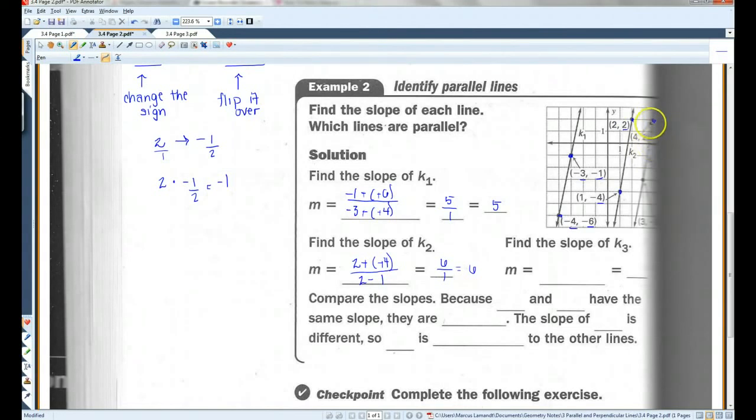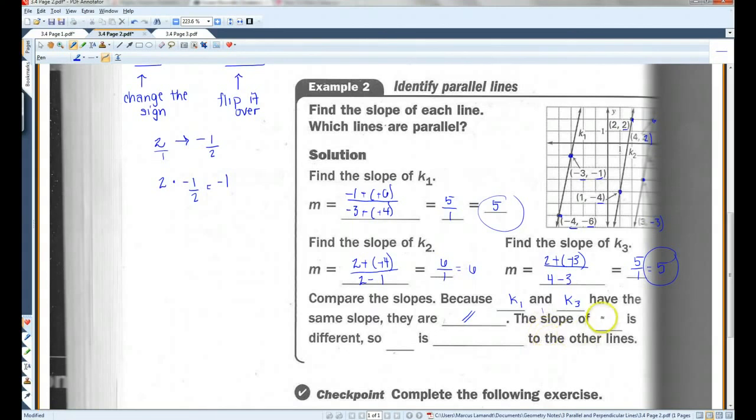And over here, you can't really see it, but there's a point here. And there's a point here. This is 4, 2. And this is 3, -3. Okay? So I've got 2 minus -3 over 4 minus 3. Becomes positive. 2 plus 3 is 5. This equals 5. Okay. Compare the slopes. Because K1 and K3 have the same slope. Notice that this is 5 and this is 5. They are parallel.